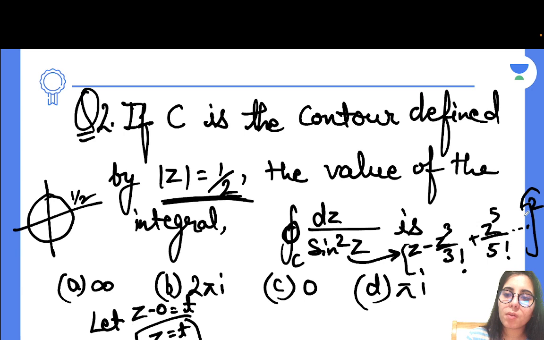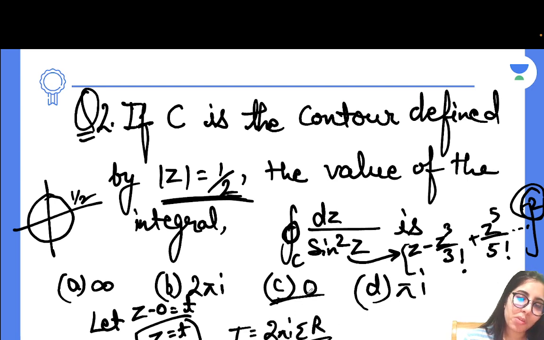Why? Because t squared is there overall. So that coefficient we will say is 0, because that term is not present there. When that coefficient is 0, the residue is 0. When the residue is 0, the integration, which is 2 pi iota into the sum of residues, must be 0. You got option C to be correct.